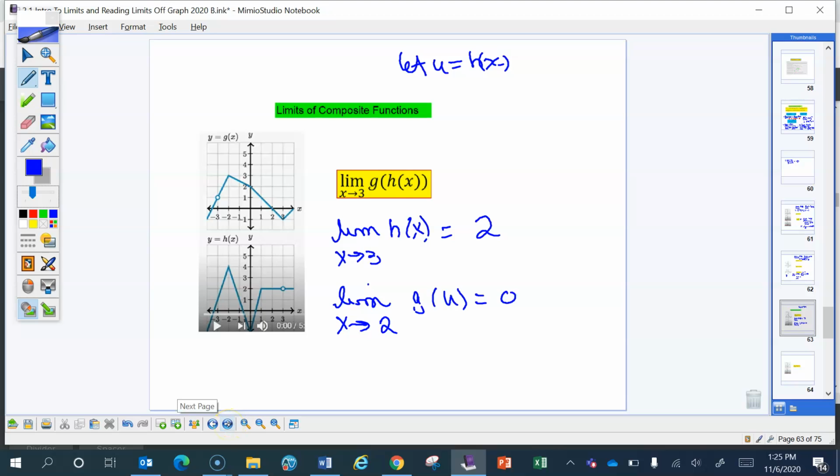So basically, do the limit as x approaches 3 of the inside function. Whatever that answer is, that becomes what the limit as x approaches 2 of the outside function.